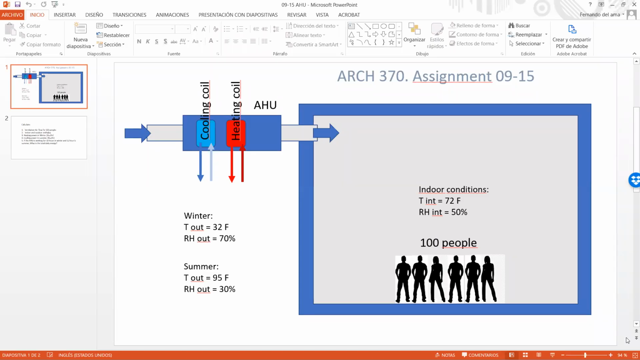Let's start working on this assignment. We have the air handling unit with a cooling coil and a heating coil. So that means that we can use this device for winter and summer because we have heating and cooling coils. What's the goal of the air handling unit?